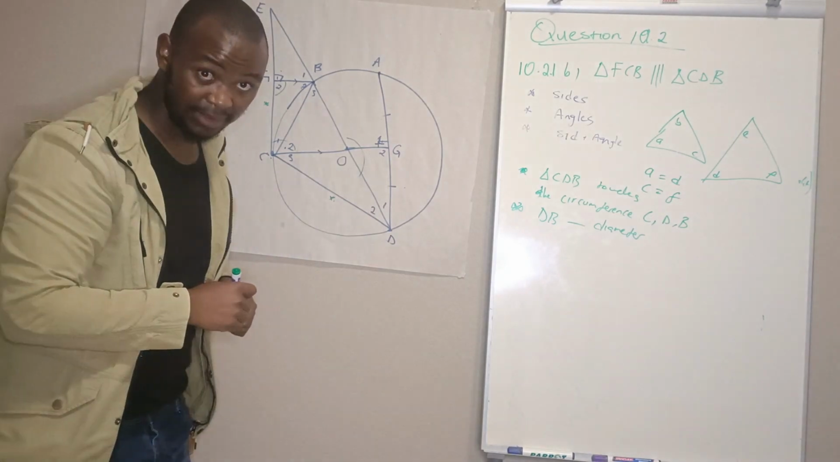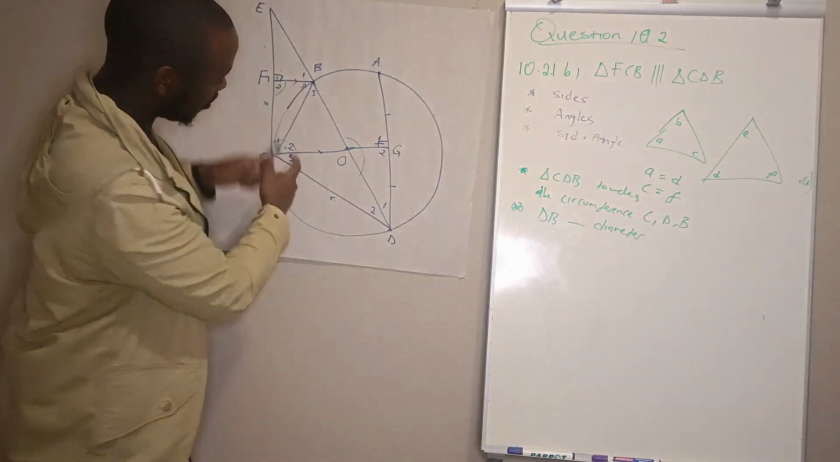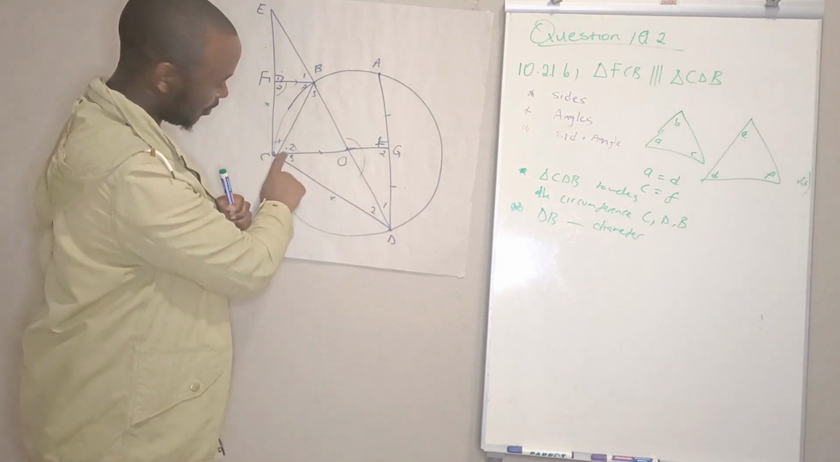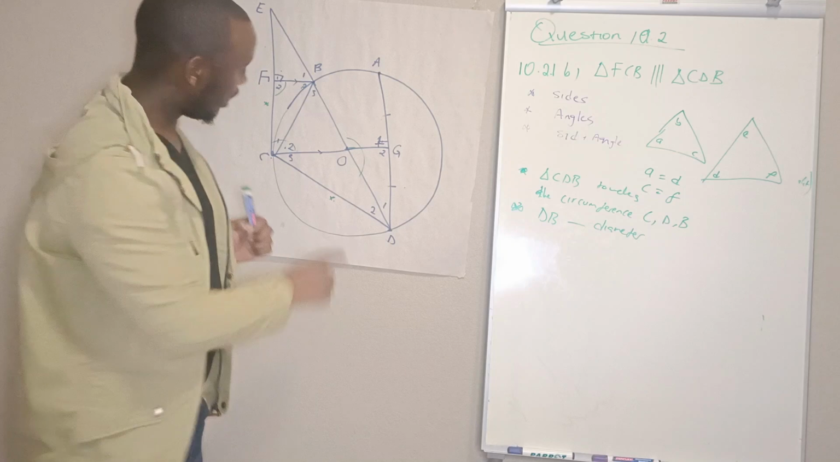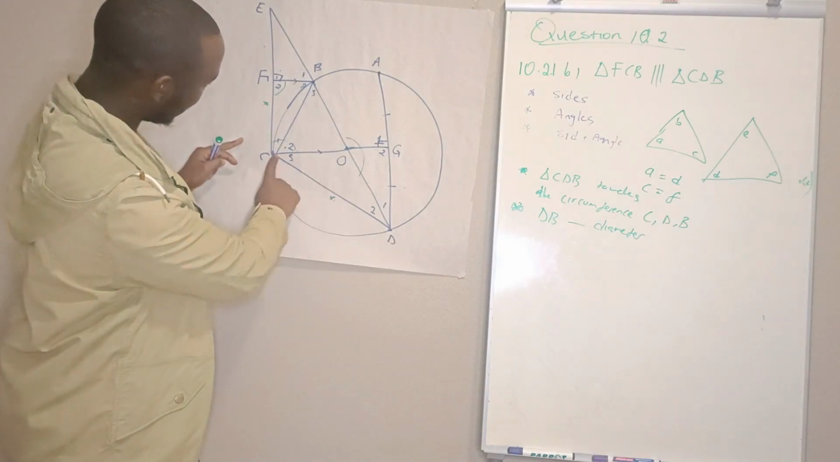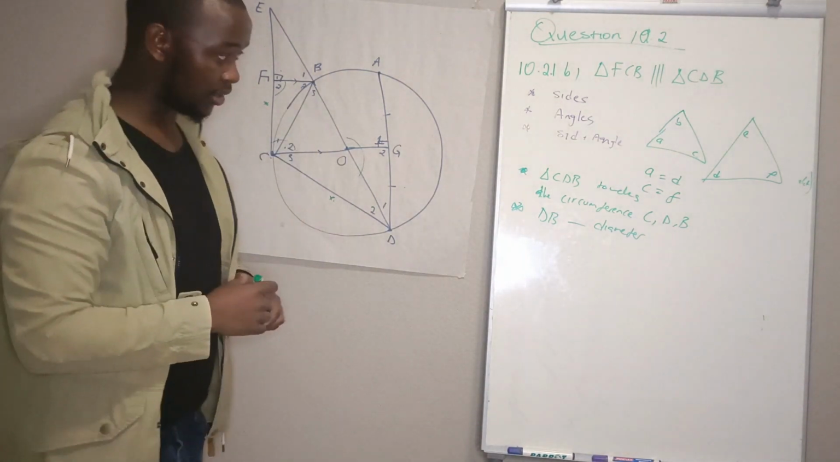Diameter is passing through the center and is subtending this. So the angle at center should always be twice the angle at circumference. And if this is 180 degrees, then that angle DCB should be equal to 90 degrees.